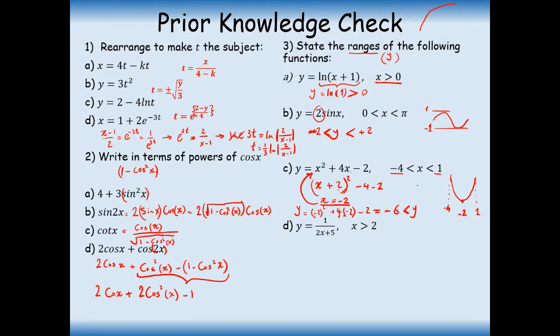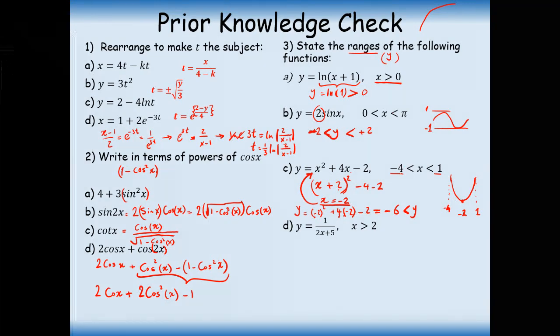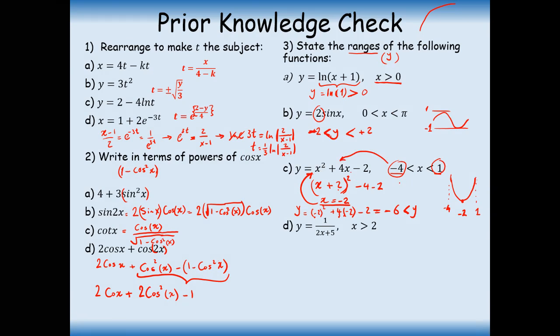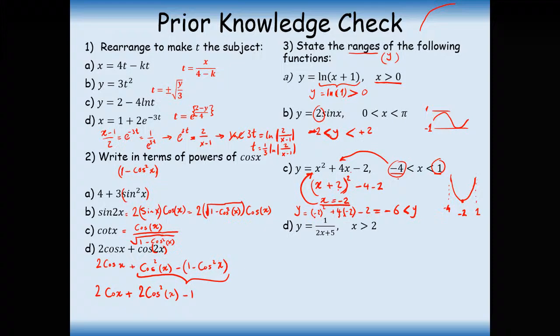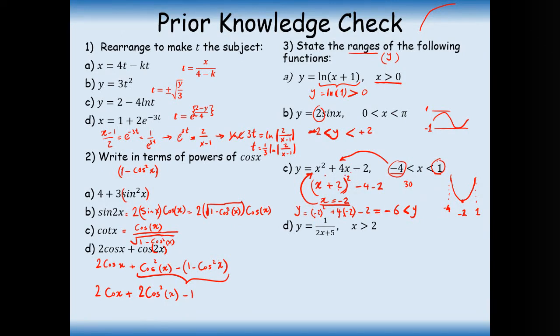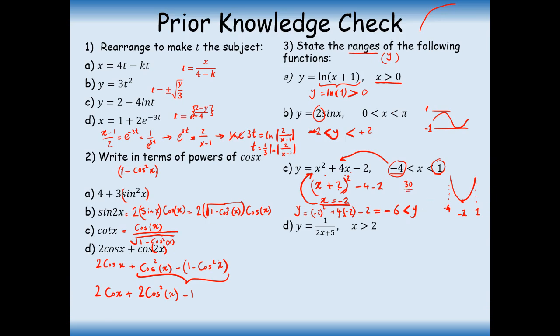What's the highest value for y? You can try both minus 4 and 1, and substitute that into the equation. 16 plus another 16 minus 2 will give us 30. 1 substituted into that equation gives us 5 minus 2, which is 3. So a value of 30 is achieved when minus 4 is substituted into the equation.